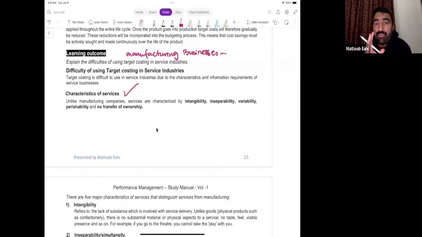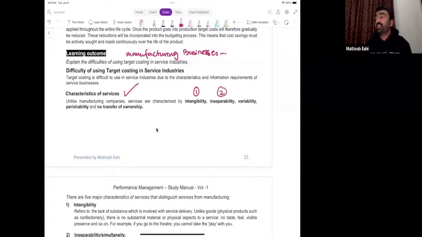There are five distinguishing features that distinguish services from manufacturing organizations. First of all, intangibility: services are intangible, whereas manufactured products are tangible. For example, this pen is a manufactured product. This laptop, this tab, all these cables and switches, these are tangible.